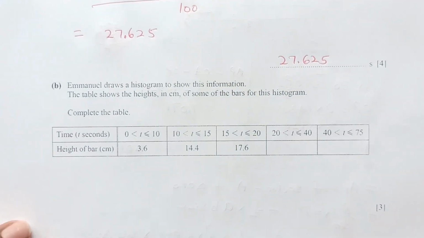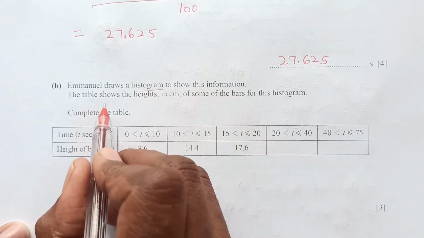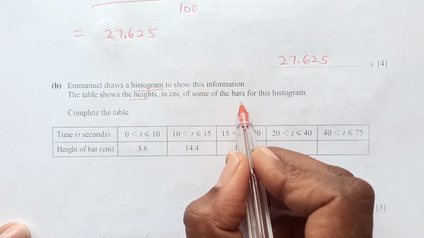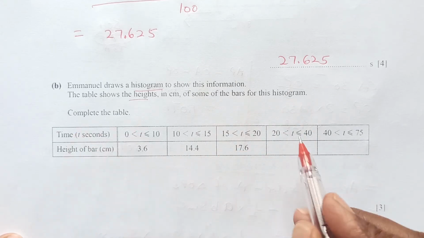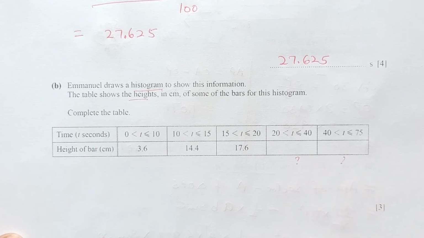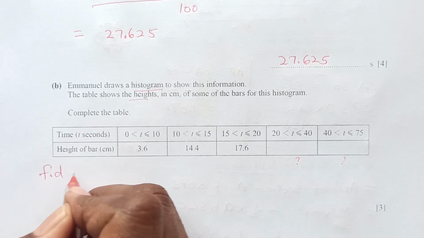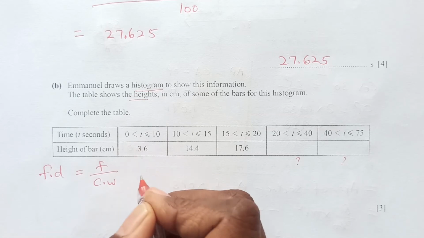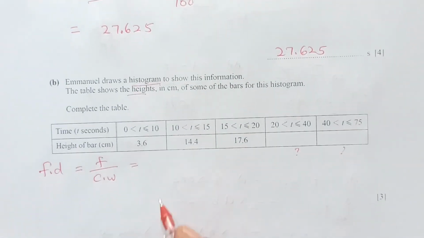Now part B, Emmanuel draws a histogram to show this information. The table shows the height in centimeters of some of the bars of this histogram. Complete the table. So you see we have this missing here. First of all, for the histogram we need the frequency density. Frequency density is frequency over class width, right? So frequency here is 9 and class width is 10.